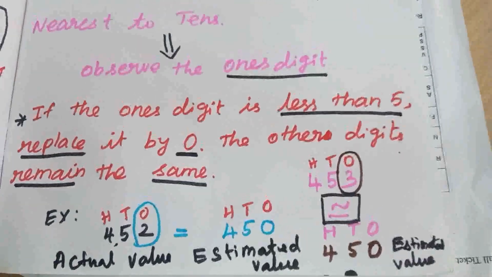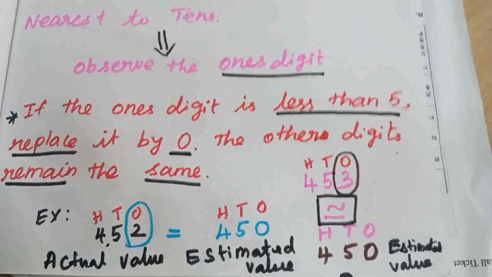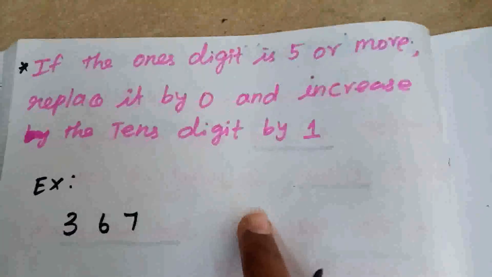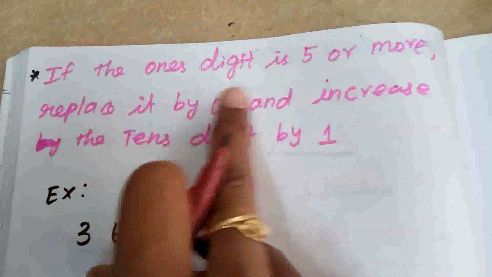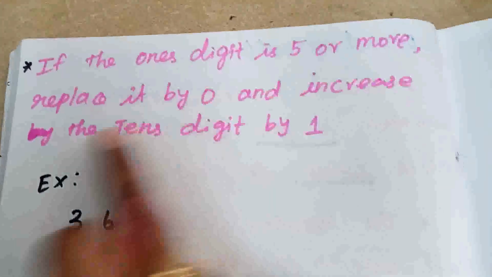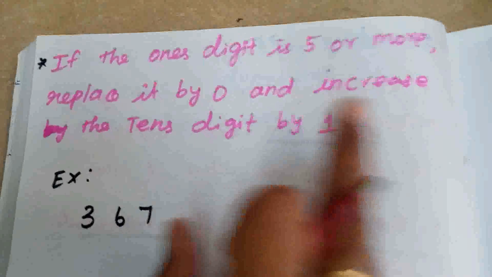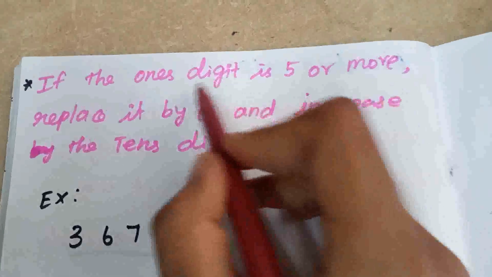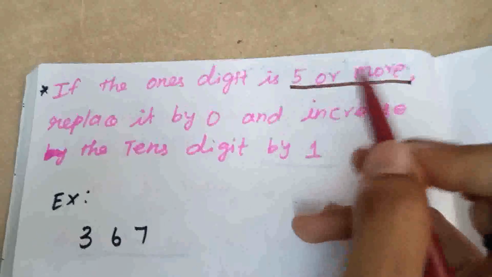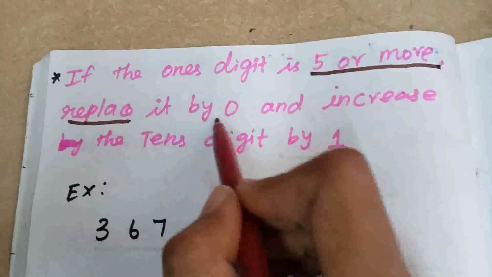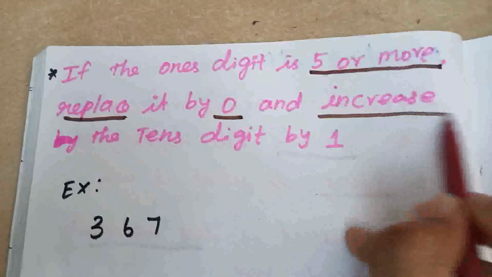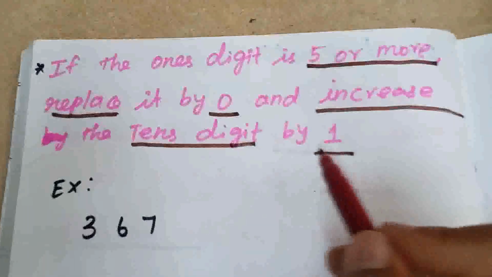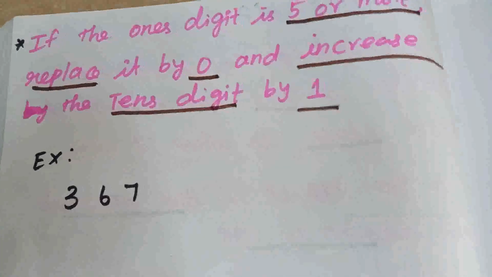Any doubts you have now? Shall we move to the next condition for nearest to tens? Okay, superb. This is the second condition for the nearest to tens. If the ones digit is 5 or more than 5, replace it by 0 and increase the tens digit by 1. The key points are 5 or more. Replace it by 0 and increase which place? Tens place by 1. These are the key points for the second rule of nearest to tens.